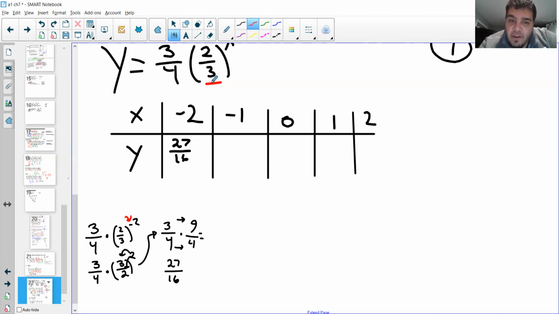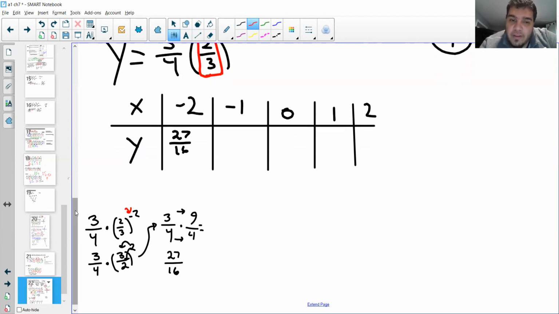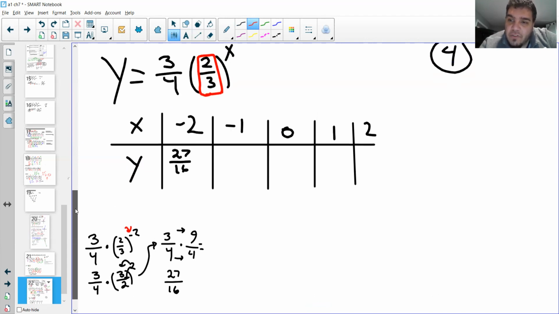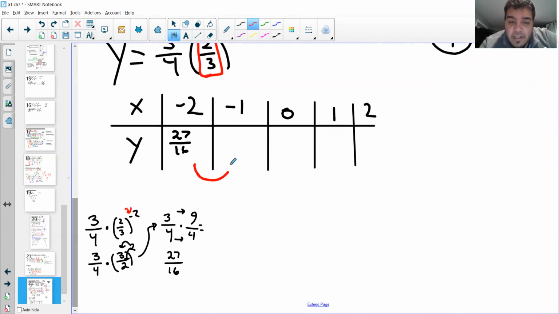So as I talked about, the number that's being exponented is going to be 2 over 3. That means my pattern is multiplying each step by 2 over 3. So what I'm going to do here is, instead of plugging in -1 and doing all the math, in this situation, 27 over 16 times 2 over 3.